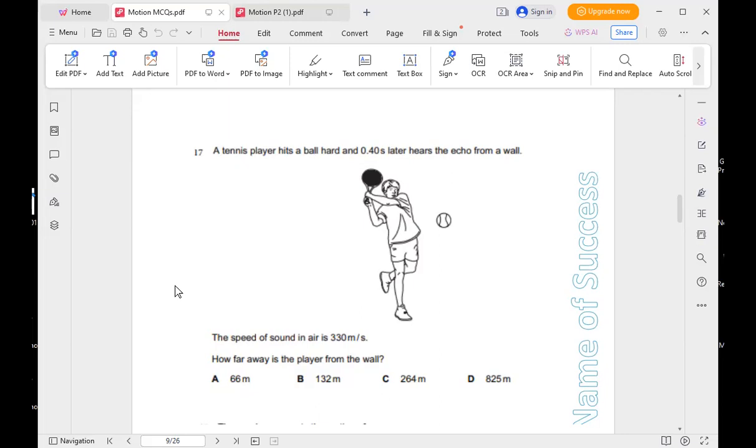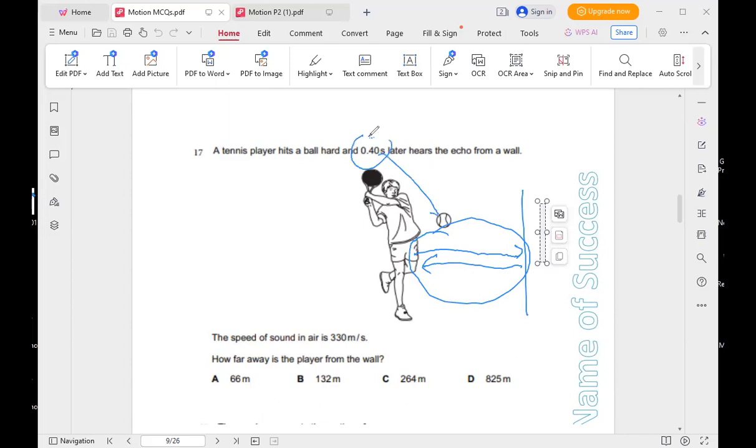330 divided by 0.40. No. I mean, sorry, 330 multiplied by 0.40. No. How no? We're getting the distance. Wait. Echo sound means the sound travels here and after here. It means it covered 2 times the distance. This time is for covering the distance 2 times.